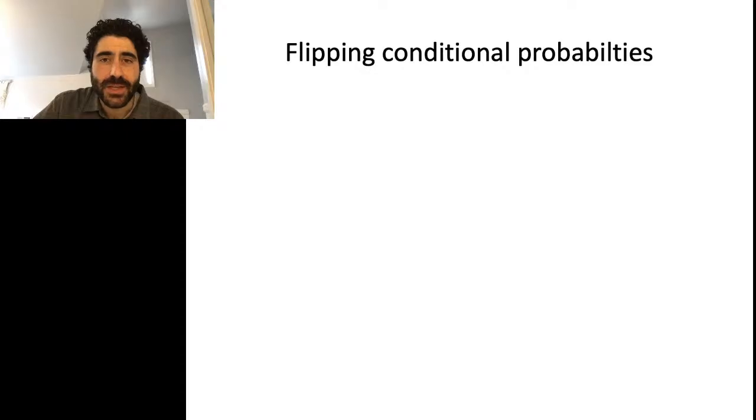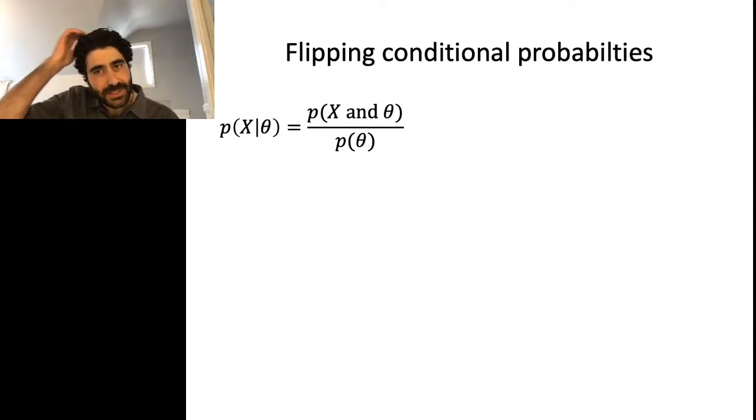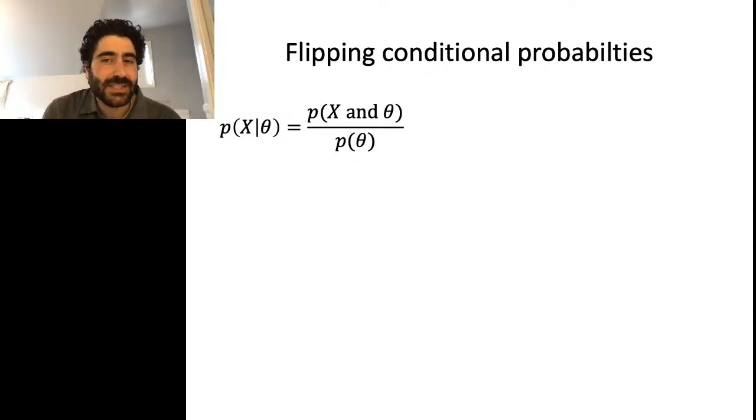So we're just going to do a small bit of math here to think about how to flip around conditional probabilities. Let's go back to the definition of what a conditional probability is. The probability of x given theta, when we talked about this a few weeks ago, is just the probability of x and theta divided by the probability of theta.